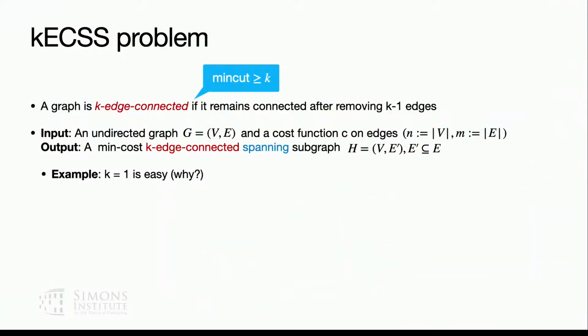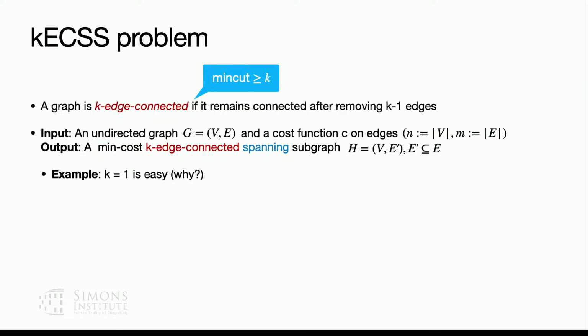So let me first define the problem, kECSS. First of all, a graph is k-edge-connected if it remains connected after removing k-1 edges, or like the min cut is at least k. And the problem definition is the following: given an undirected graph and a cost function on each edge, the output we need to compute is the min cost k-edge-connected spanning subgraph, meaning a subgraph that is spanning, that contains all the nodes, and also has to be k-edge-connected, and I want to minimize the cost.